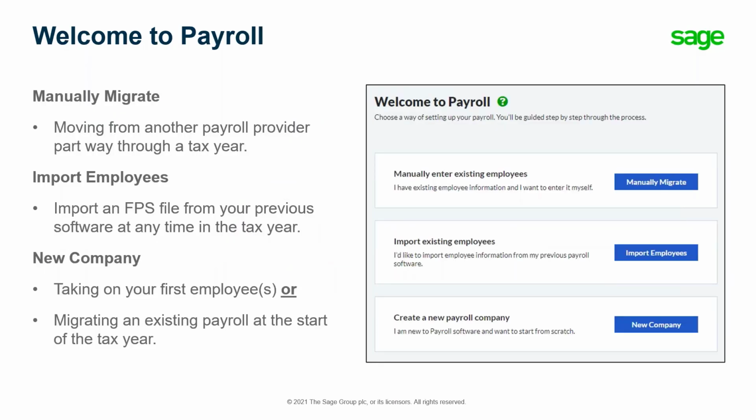Next thing we'll need to do is to choose an option from the Welcome to Payroll wizard, which will help us to set up our pay calendars and our employees. And you will be presented with 3 options at this point, and they are to manually migrate existing employee information, to import existing employees from previous software, or to create a new payroll company from scratch. So we are going to explore each of those options in more detail in the webinar today, but they will all involve similar steps of setting up the pay calendar and setting up the employees.